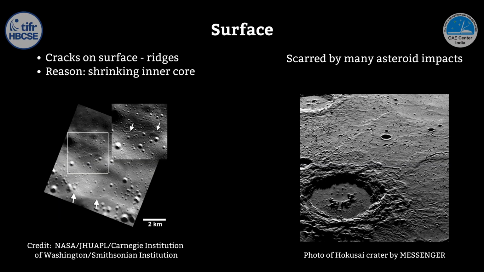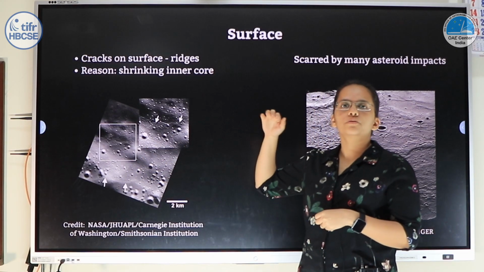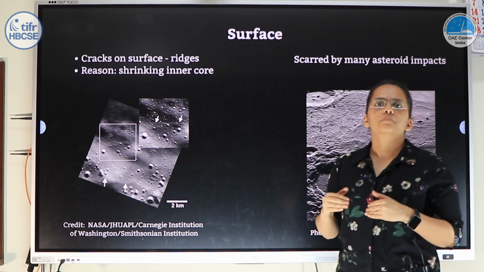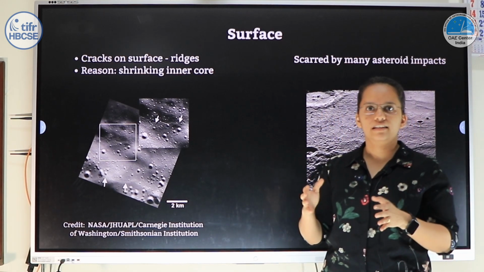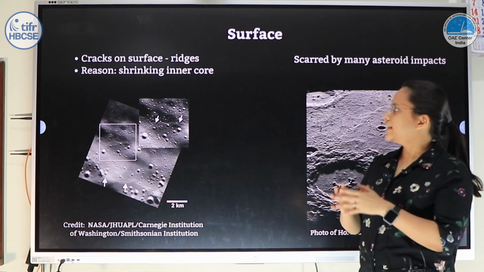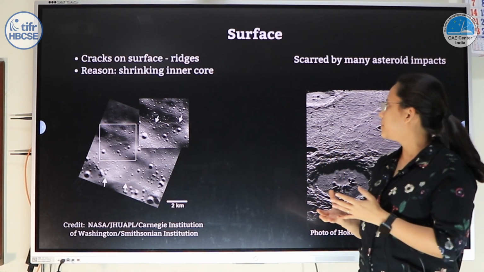So in this image you can see that this particular feature here, that is a crack that is formed on the surface. So similar to the tectonic plates on Earth, Mercury also has tectonic plates, but the only difference is that there are no plates, there is a single plate. So the entire Mercury has a single tectonic plate.